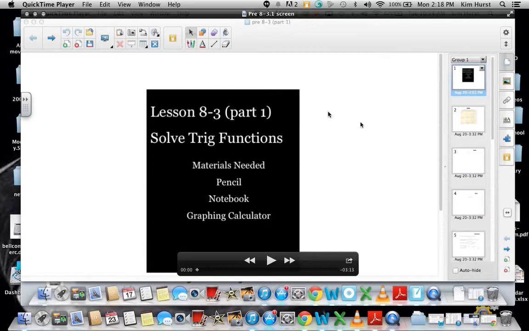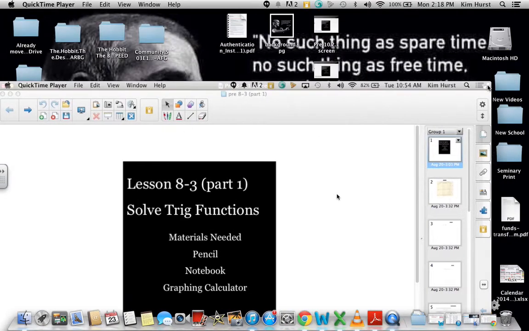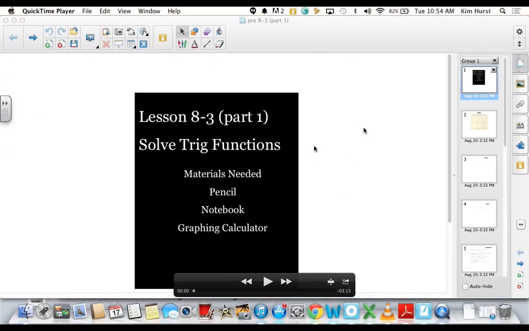Alright, so solving trig functions part 1. Technically I guess part 3 because we've been doing this for a while, but this is section 8.3 and this is where we're really going to get into it.